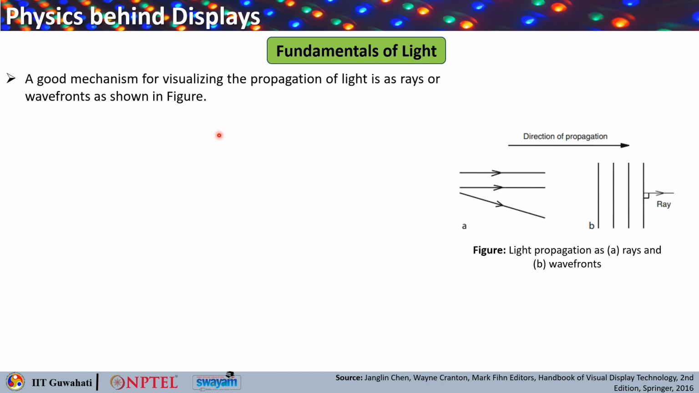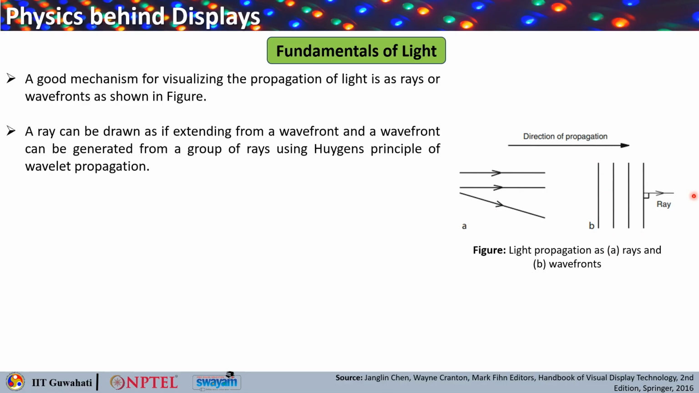Now, a good mechanism for visualizing the propagation of light is in the form of rays or wavefronts that you can see here. So, this is how we have seen in our school days, that this is a ray approximation for light, or you can also think of wavefronts. Okay. So, this is the direction of propagation. So, this is basically an idealized representation, and it does not take into account what happens to small features or edges if they occur in the optical path. However, it is a very powerful tool for solving generic optical problems.